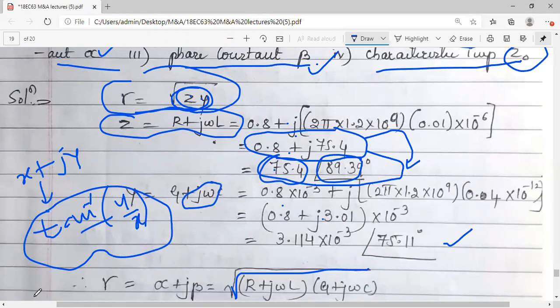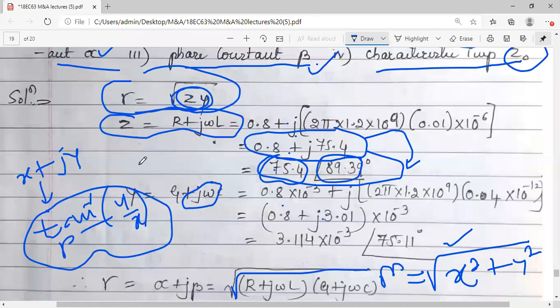Square root of, yes, good, Tayyaba, I had forgotten. Yes, magnitude is the square root of x square plus y square. Thank you so much for reminding me. So this is how you get the magnitude part. And for phase, tan inverse of y by x. So manually also you can convert it if you do not have calculators with you.